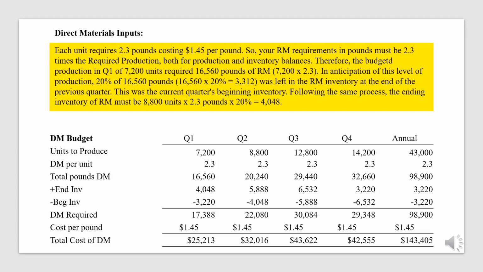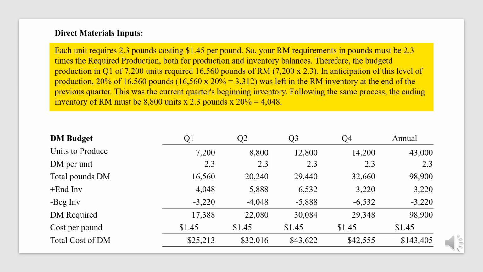In constructing my direct materials budget, I have to make sure I understand what one unit requires. Each unit requires 2.3 pounds of input materials costing $1.45 per pound. So your raw materials requirements in pounds must be 2.3 times the required production, both for production and inventory balances. Therefore, the budgeted production in Q1 of 7,200 units required 16,560 pounds of raw materials. That is 7,200 times 2.3.